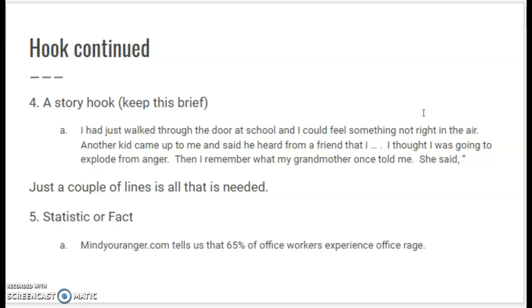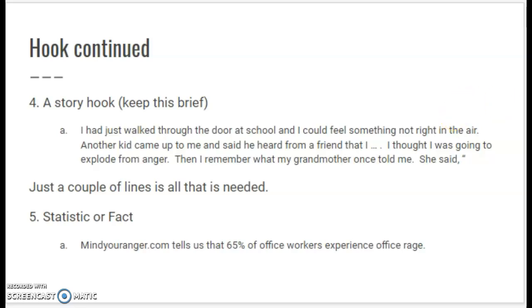And then the next one is a statistic or fact. Now, you guys are really lucky. You may not think you are, but you are. When you're writing this for the STAAR exam, you cannot use this. And it's a really good one to use because it really backs up your persuasive argument. So since this is the project and it's online, even if we were sitting in the classroom, you would be able to go online and look up a statistic or fact to use. So take advantage of that. Here's a good example. MindYourAnger.com tells us that 65% of office workers experience office rage. Guys, things like this, someone goes, that's interesting. I want to read more.